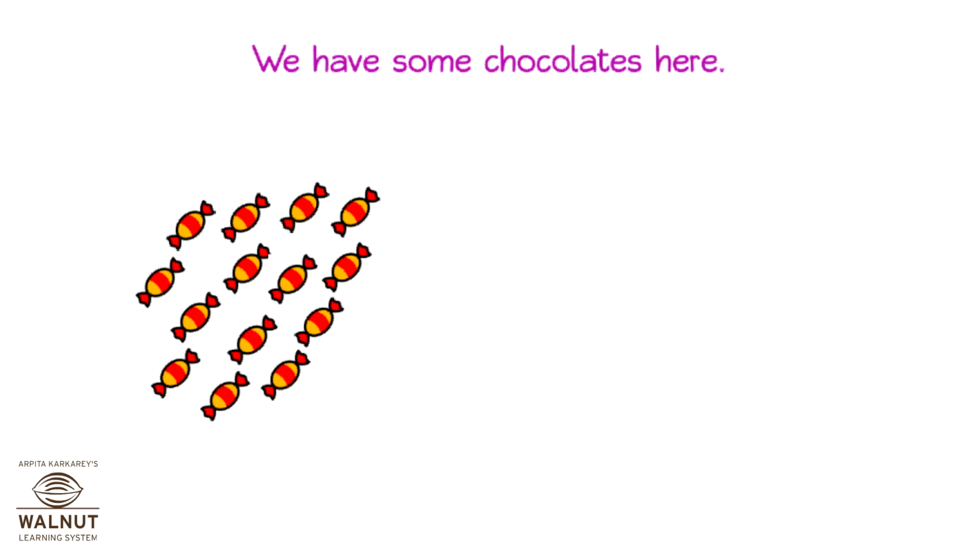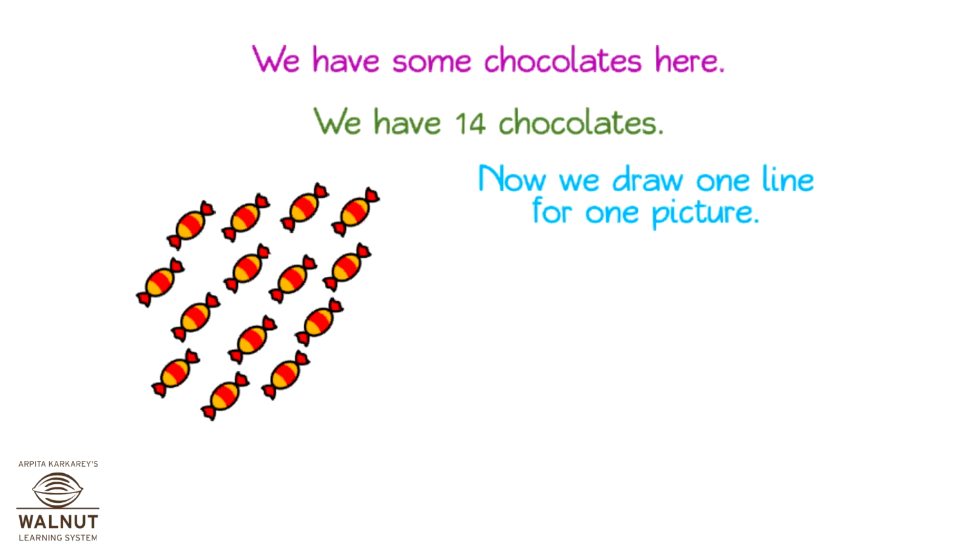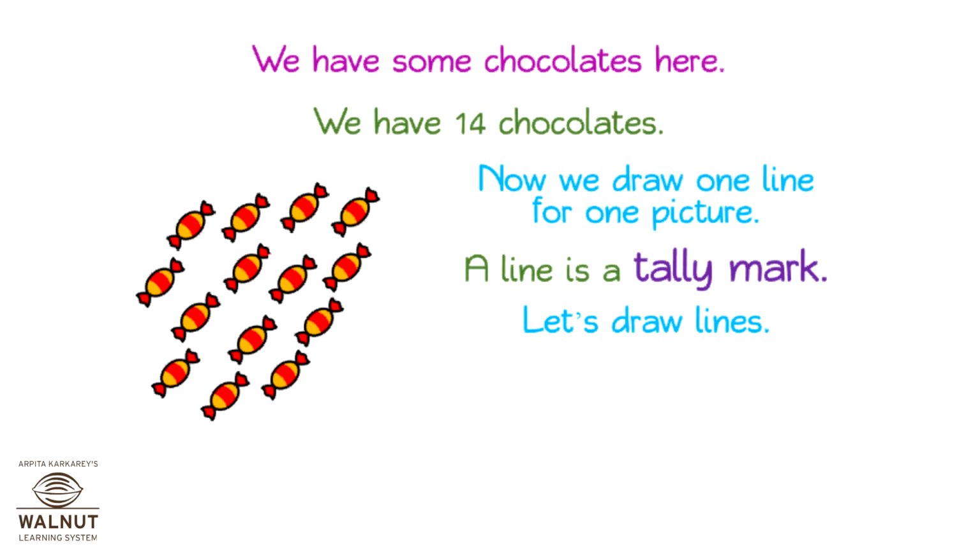We have some chocolates here. Let's count them. We have 14 chocolates. Now, we draw one line for one picture. A line is a tally mark. Let's draw lines. Count a picture one by one and draw a line. When you count, you can make a small cross on it.